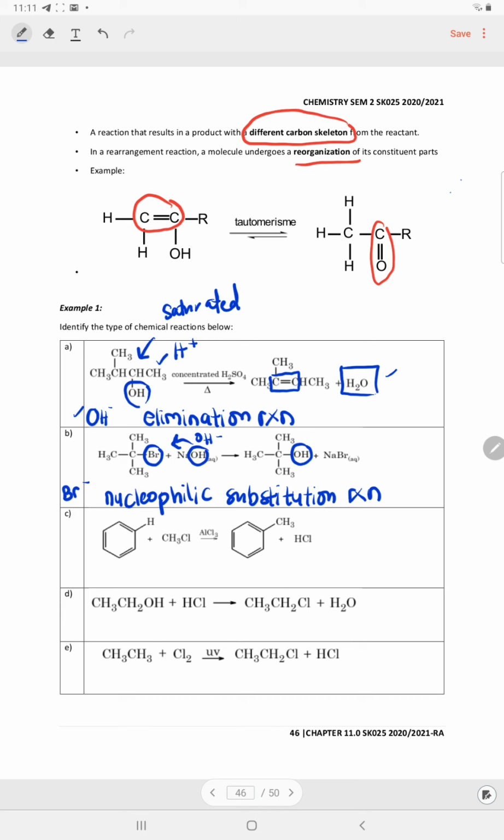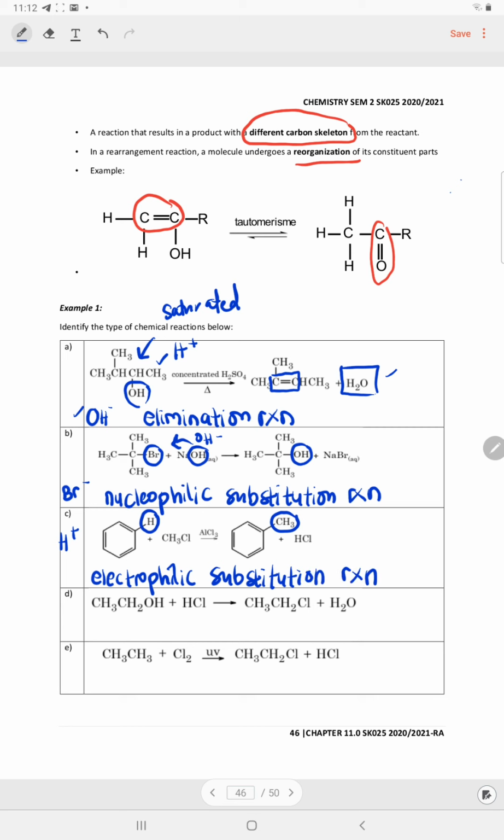Okay, for equation C, the differences between the reactant and the product are a hydrogen atom and a CH3 group. So the process involved, they are aromatic. We replace hydrogen by CH3. Hydrogen will become the electrophile species. So this process involved is electrophilic substitution reaction.